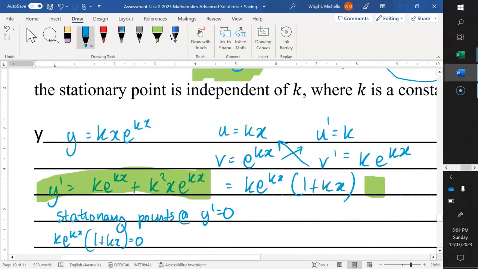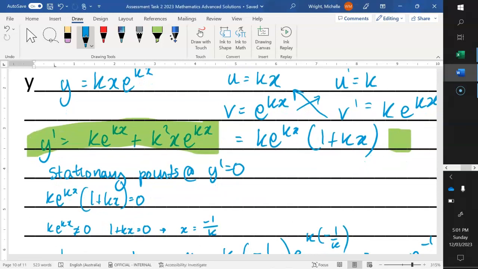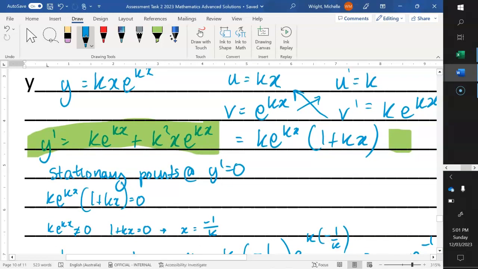And what you find, because you've factorized it, it will fall out nicely. If you haven't factorized it and you've left it in this form here where there's 2 lots of k e to the kx, it's not going to fall out nicely for you. So let's let each part equal to 0. We know that k e to the kx can't equal 0. You can think of the exponential curve. It does not cross the x-axis at all, so there's no values there. Then we let our 1 plus kx equal to 0. We solve for x and we get x is equal to minus 1 over k.